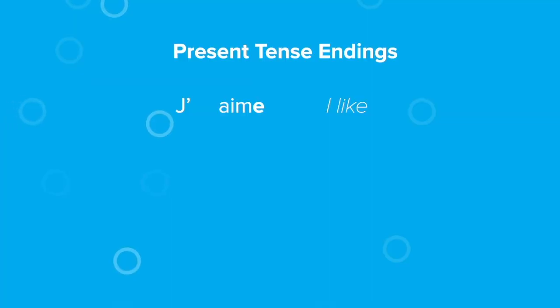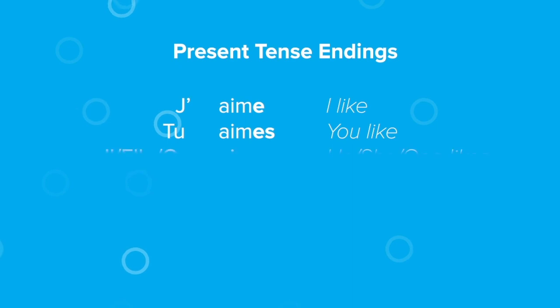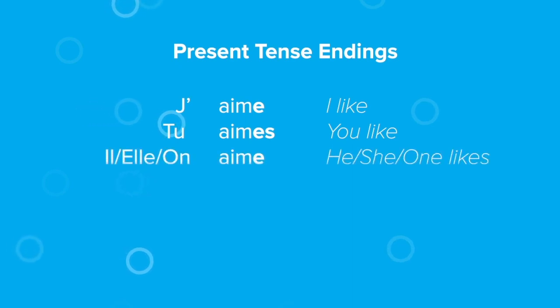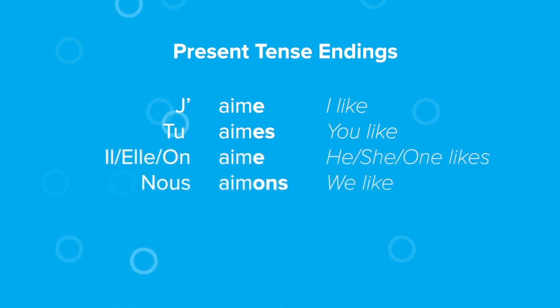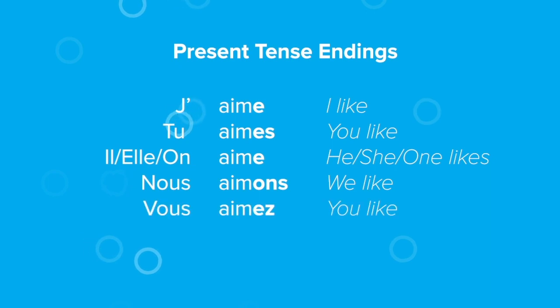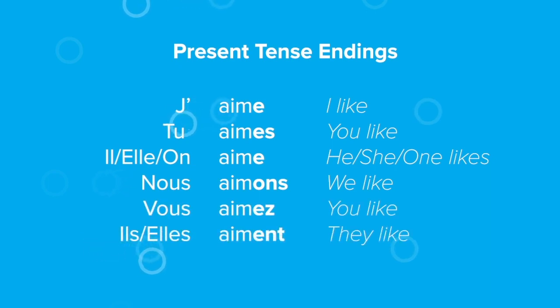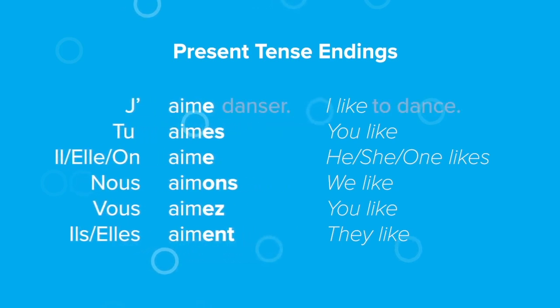J'aime, with an E at the end. Tu aimes, es. Il, elle, on, aime, with an E. Nous aimons, ons. Vous aimez, easy. Ils, elles, aiment, ent. If you want to add a thought after the verb, like I like to dance, you would simply add the infinitive of the next verb.